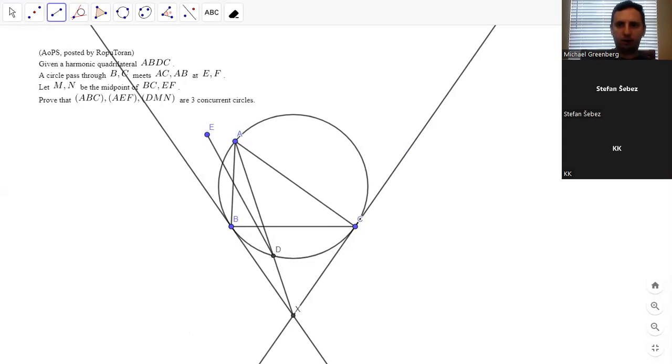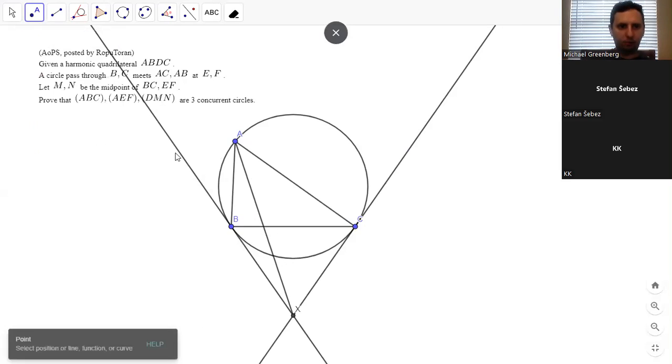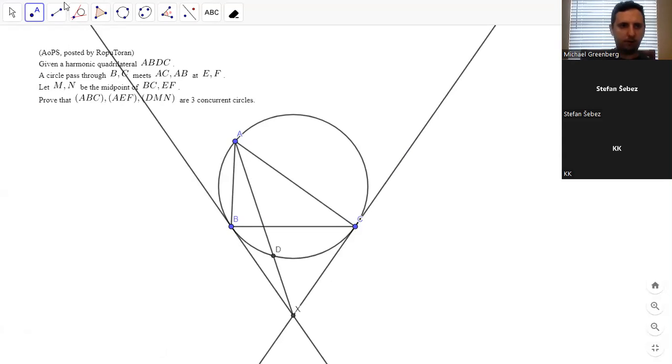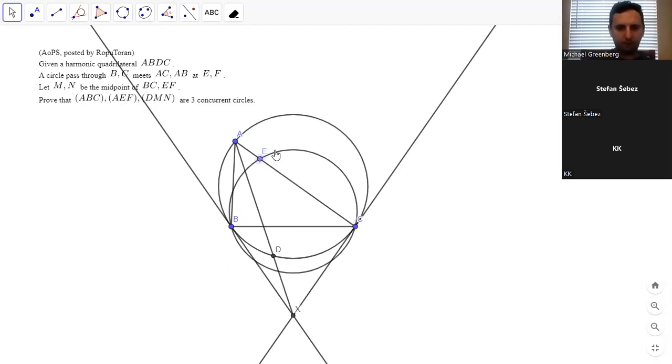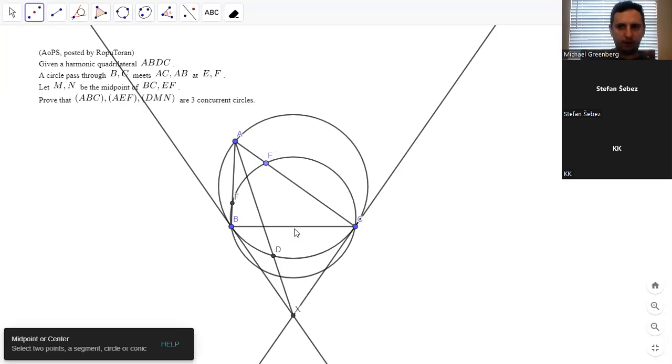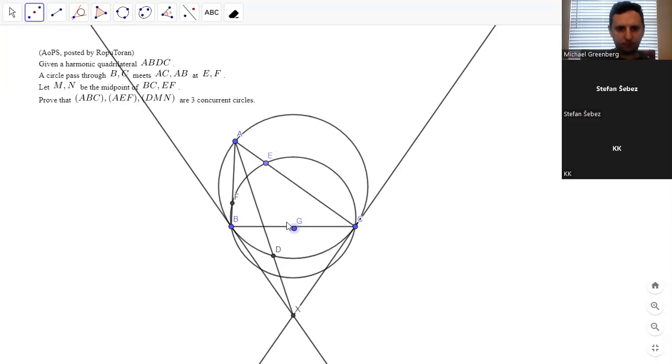And then we draw a circle passing through B and C. So this should be E, and this should be, let me move things around a little bit. So that'll be E, this will be F. And then we draw the midpoints of BC and EF. Those are M and N.